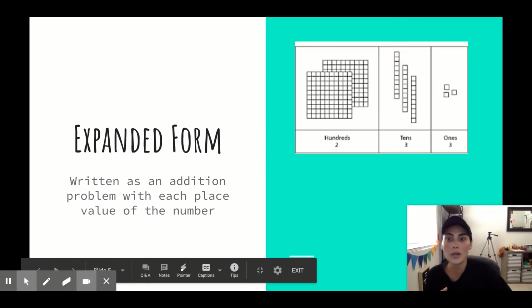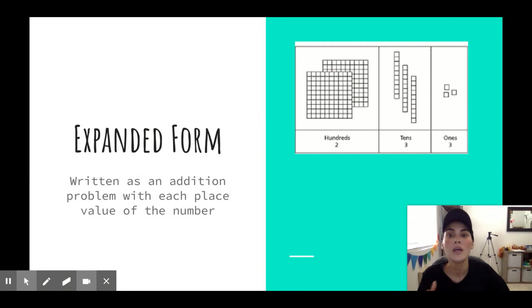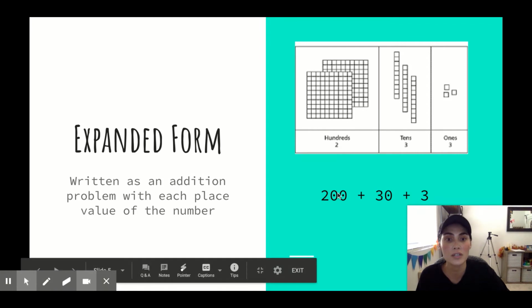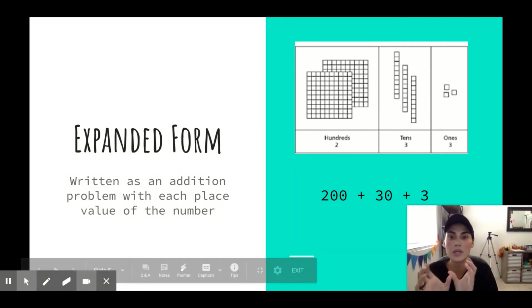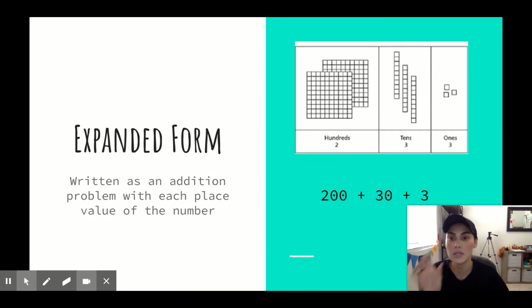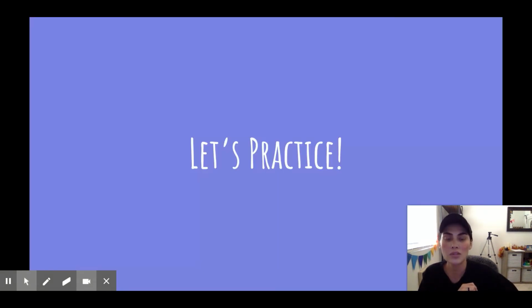Expanded form, you actually write as an addition problem with each portion of the place value of the number. So if I'm looking at the same one, 233, I would write it as 200 plus 30 to stand for the tens, plus 3 to stand for ones. And I should mention that the 200, of course, stands for the hundreds place. So when you write it in expanded form, you're breaking it down into an addition problem with each place value section of the number. Let's practice.